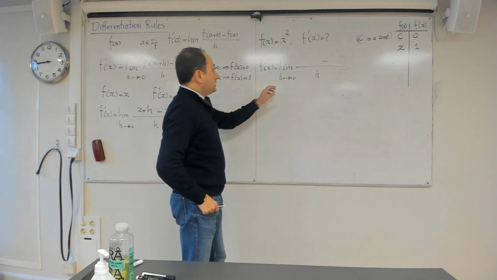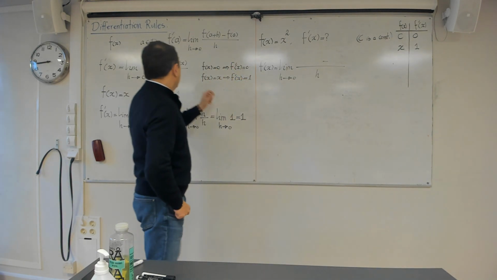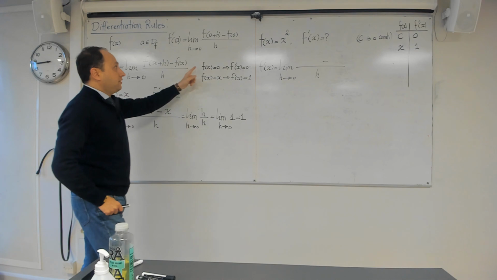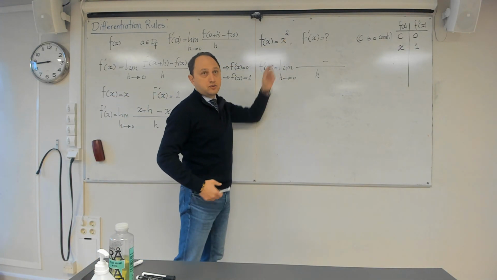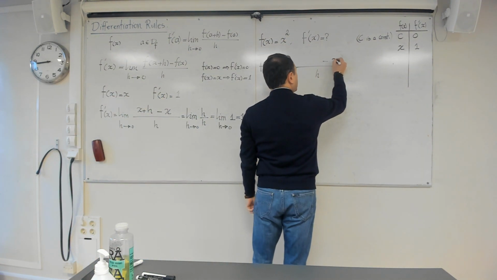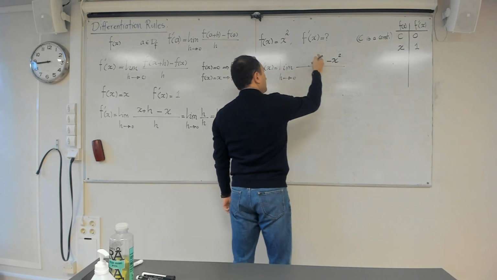Okay, now tell me, what should I put here? Here is f of x. F of x in this case is x squared. So what I write here is x squared. Okay, but I want to make sure that now you understand. Can you tell me what should I put here?